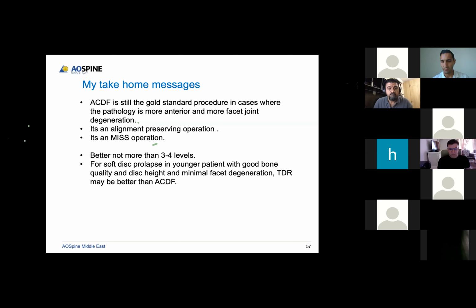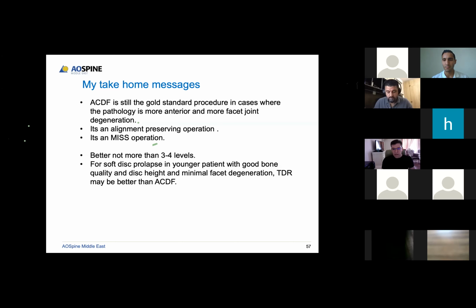And if you have a soft disc prolapse in a young patient with good bone quality and disc height and minimal facet degeneration, arthroplasty may be better than ICDF. Thank you so much.